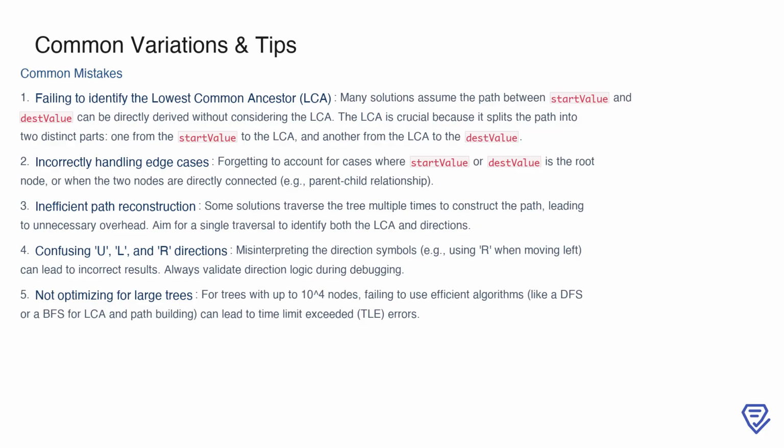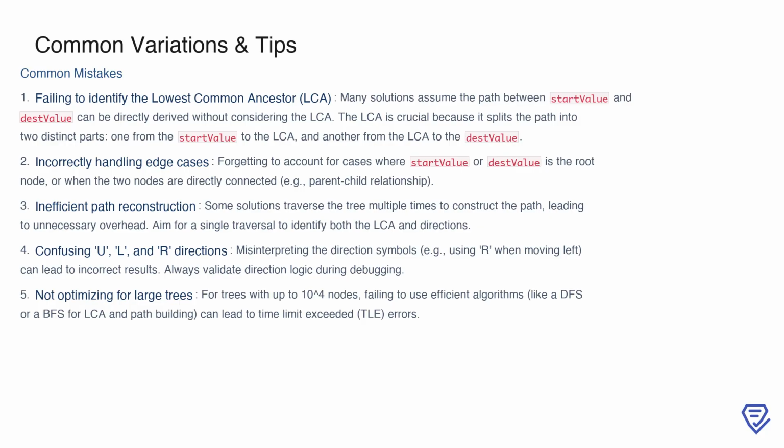One of the most frequent errors is failing to identify the lowest common ancestor, or LCA, of the two nodes. The LCA is critical because it acts as the junction point that divides the path into two distinct segments, the path from the starting node to the LCA, and then from the LCA to the destination node. Without correctly identifying this, the entire solution can fall apart.